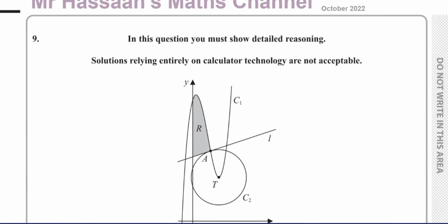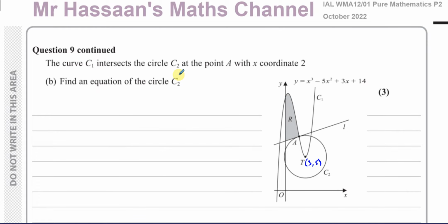Now we're going to move on to part B. Part B says the curve C1 intersects the curve C2 at the point A with x coordinate 2. Find an equation for the circle C2. So we know the coordinates of the point A are 2 and y. We don't know what y is. So we can work that out by substituting into this equation, because we know that the curve passes through the point A. A lies on the curve C1. Therefore, it satisfies the equation of the curve.